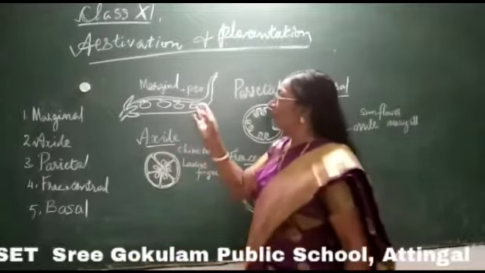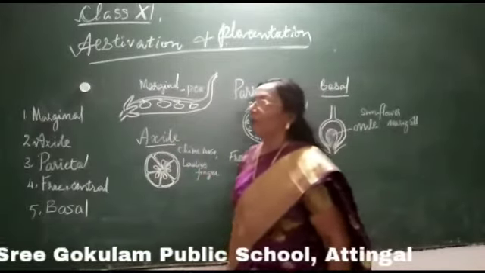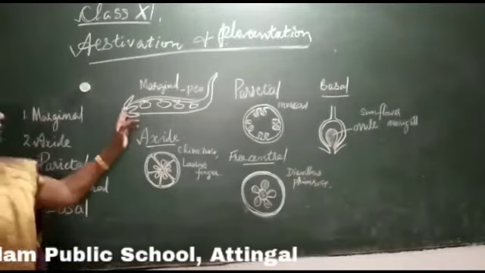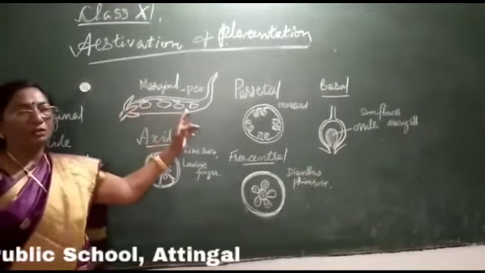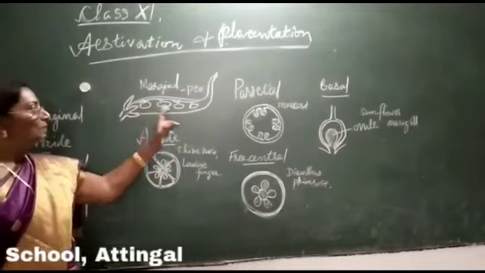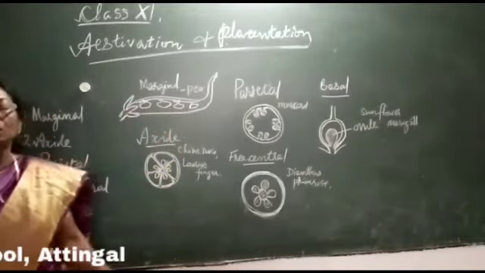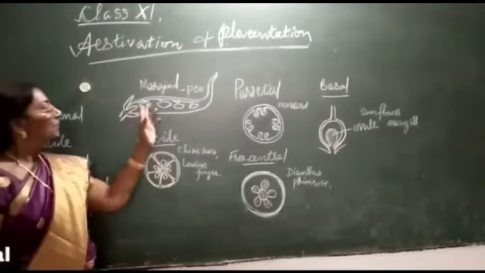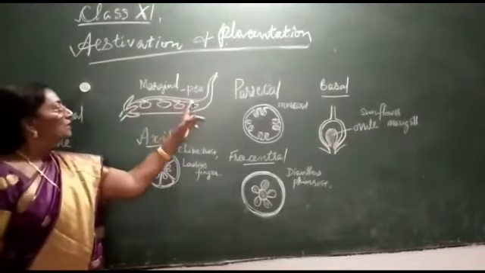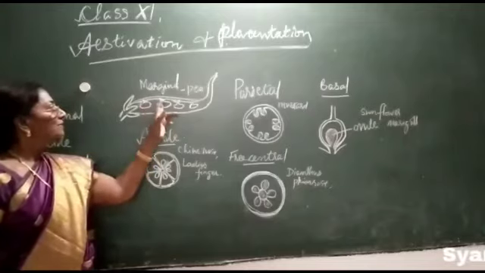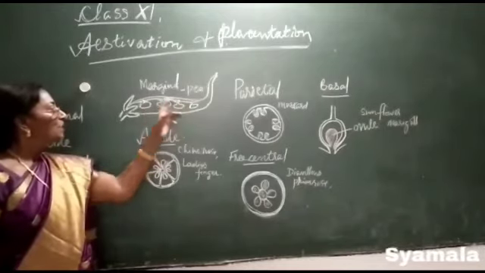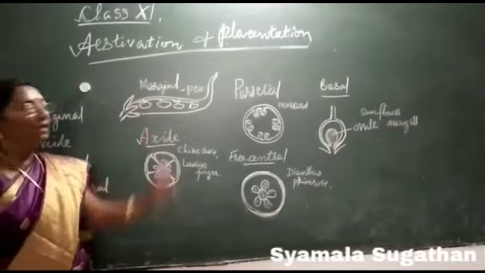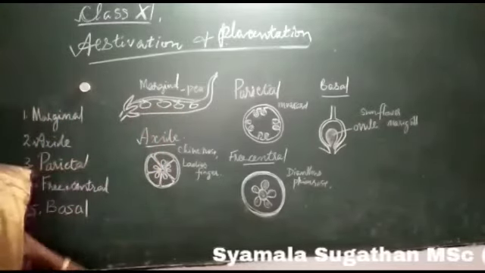In the case of marginal placentation, the ovules are arranged on the ventral suture on the placenta, as in the case of pea, beans, etc. Here it is the ventral suture, and here these are the placenta, and upon this placenta the ovules are arranged, and this is what is called marginal placentation.